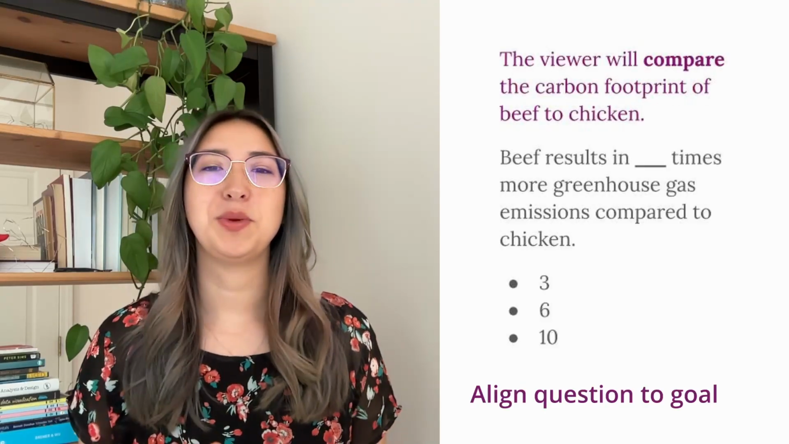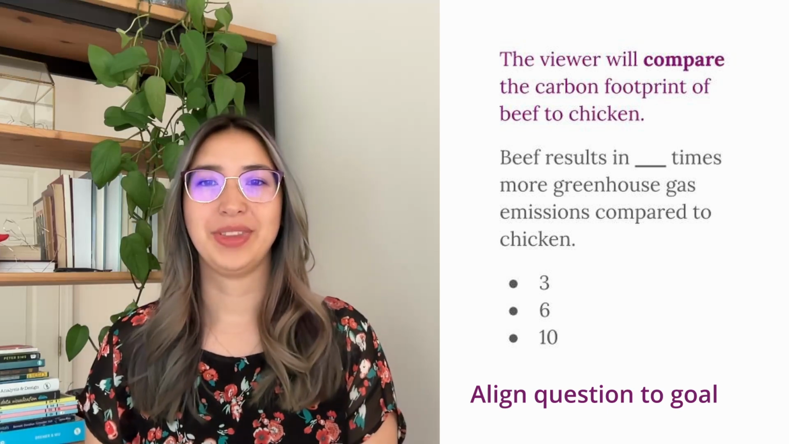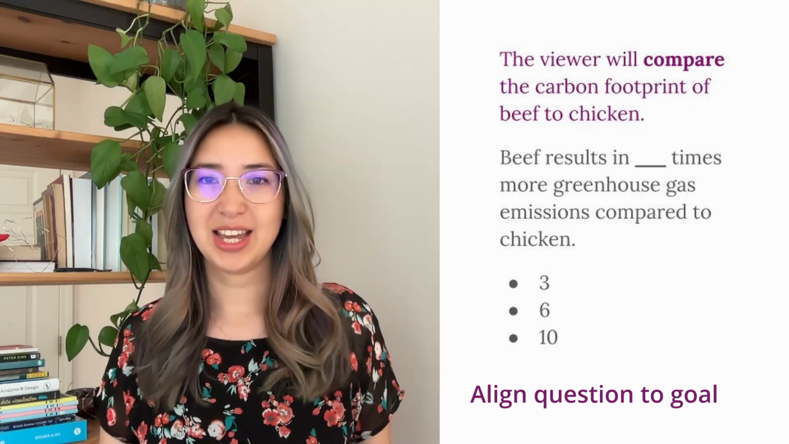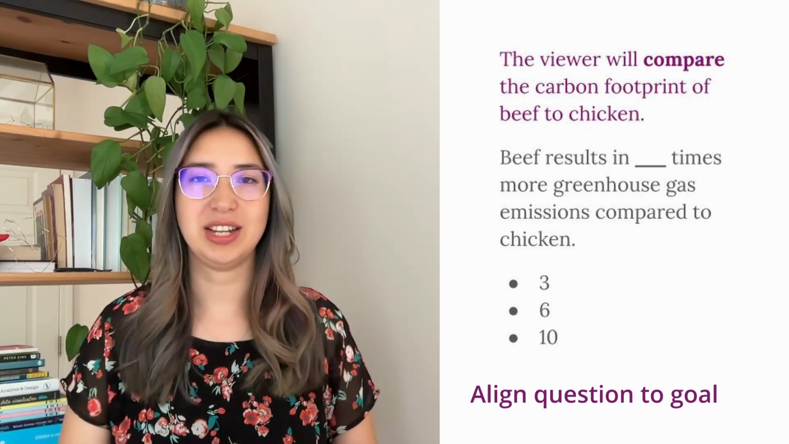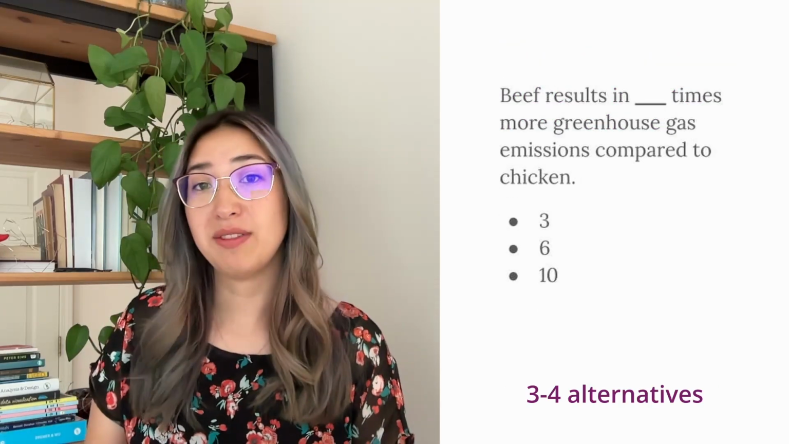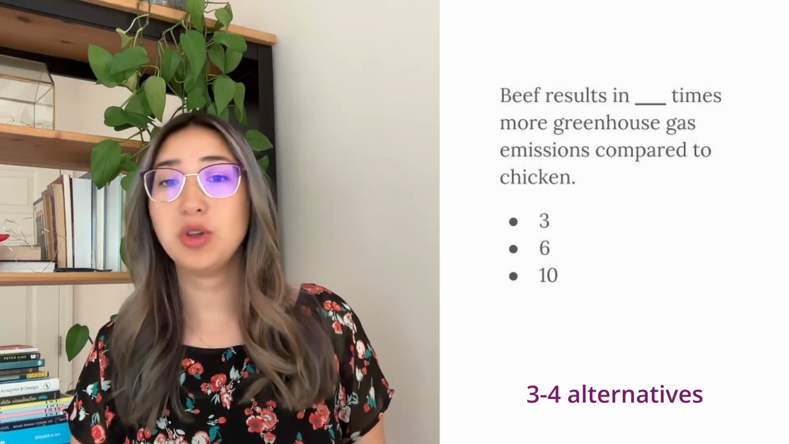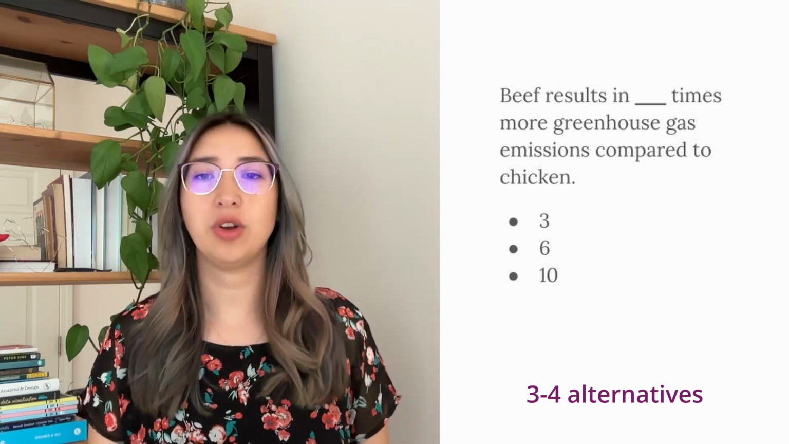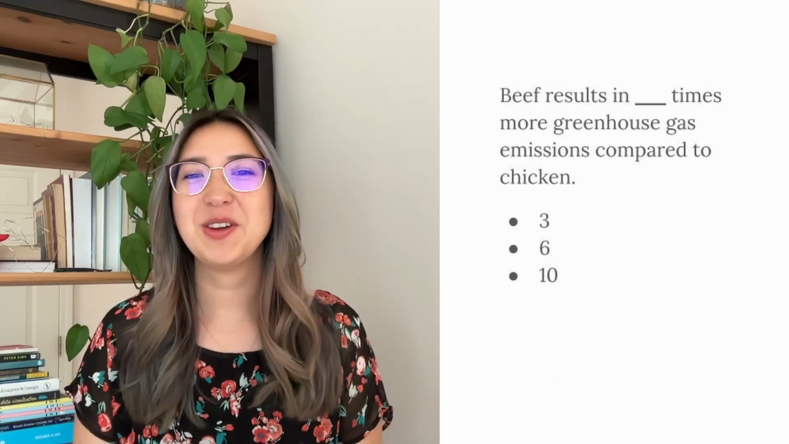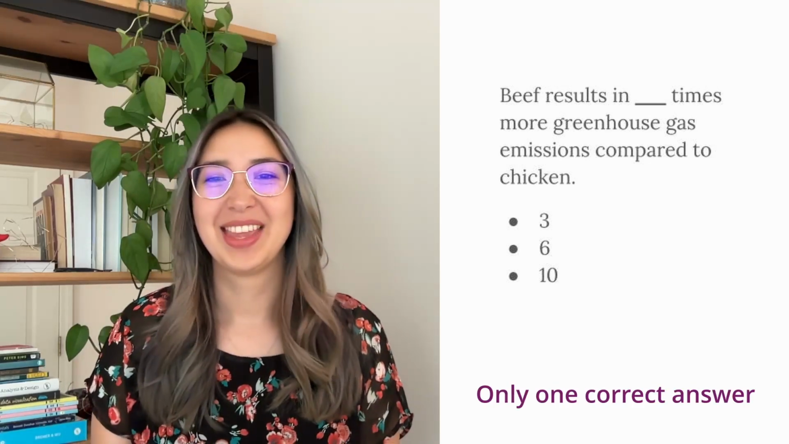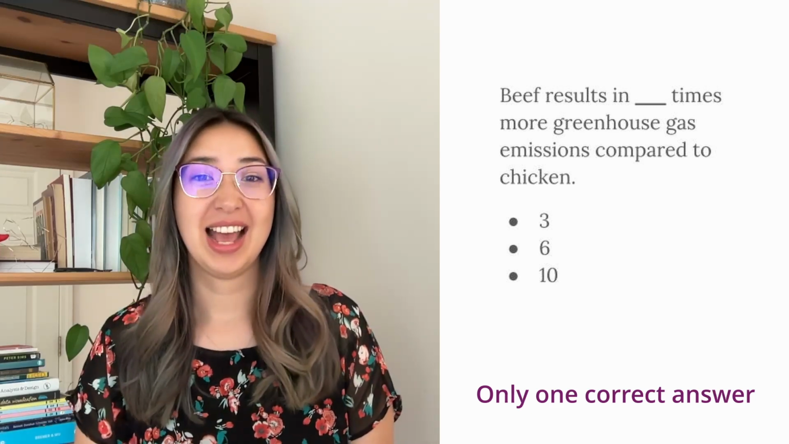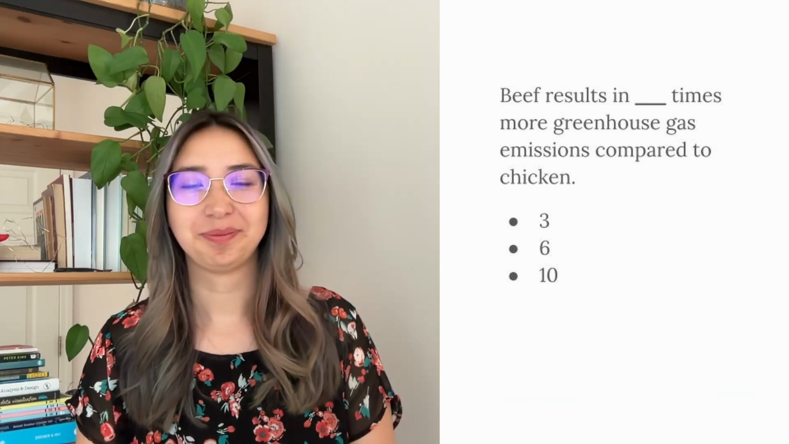Check the alignment between the question and the goal. The criteria could be: if the viewer answers this question correctly, you have more confidence that they achieved the learning goal. Limit the number of alternatives. Create 2 or 3 distractors for a total of 3 or 4 options. Make sure there is only one correct answer. This might seem obvious, but if there are accidentally 2 correct answers, then that's not a good question.